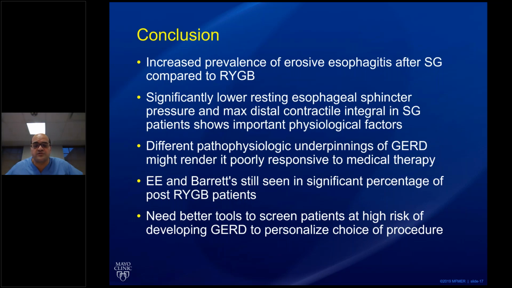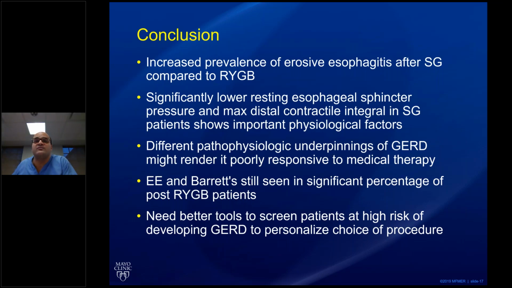And finally, we need better tools to screen patients at high risk of developing GERD in order to personalize the procedure choice down the line on who gets what kind of bariatric procedure, because obviously bariatric surgery does save lives. This study is not in any way or form designed to scare people about bariatric surgery. Bariatric surgery still impacts mortality and morbidity. We just need to have better patient selection in order to minimize the consequences of some of the risks that we see.